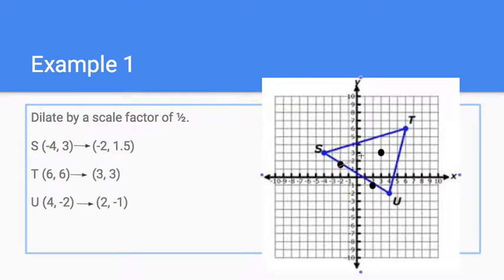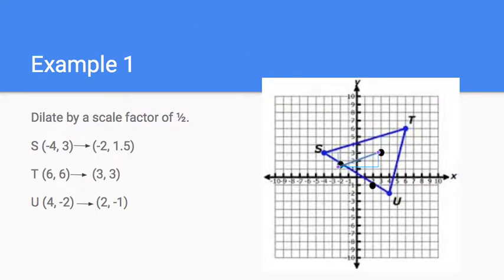Now I'm going to draw lines to connect them. So here we go. Here are my lines. And this is the dilation of triangle STU. And you notice this line ended up exactly on the line. It actually worked out that way. It doesn't always work out that way. So this is S prime, T prime, U prime. So it's just the letters with the apostrophes. And you do need to include those.